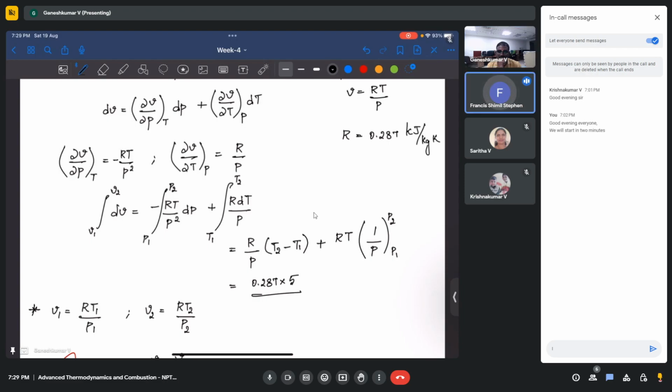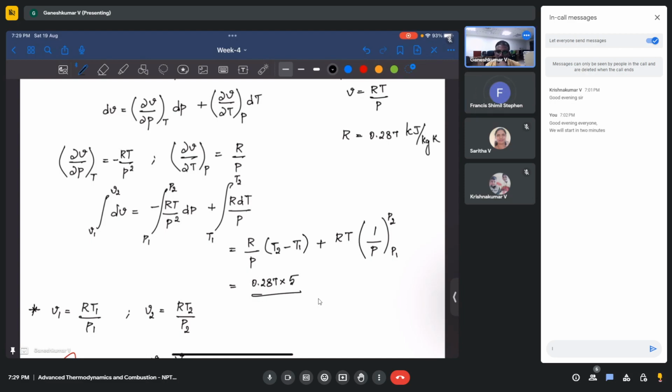So is this a new result? We have found out this specific volume change equation, dV. This is actually an equation, isn't it? Can we take this as a result? Can we use this equation as a result, like another form of the ideal gas equation? Can we use this for any problems?